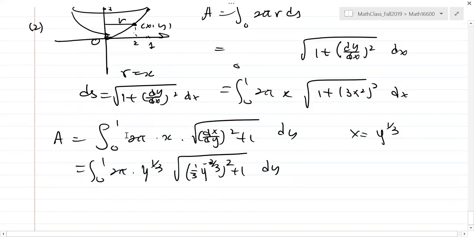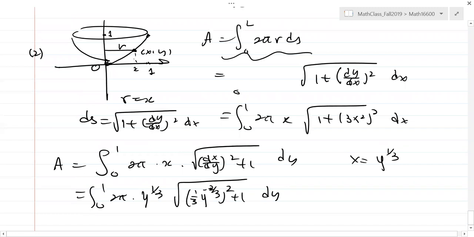So this integral, you see, is much more complicated than the previous one. But if you use Maple or other software on a computer, you can quickly check that you have the same value. They all come from the same formula, 2 pi R ds.